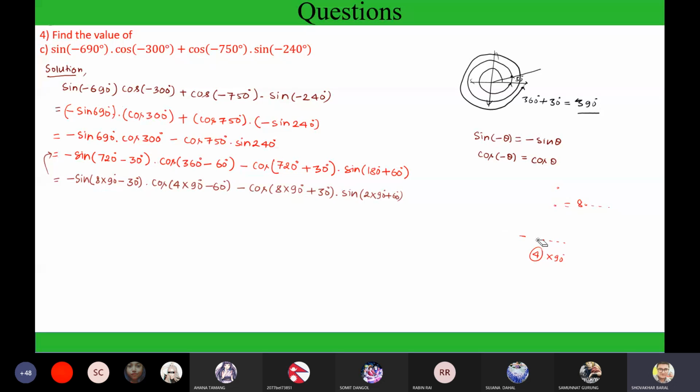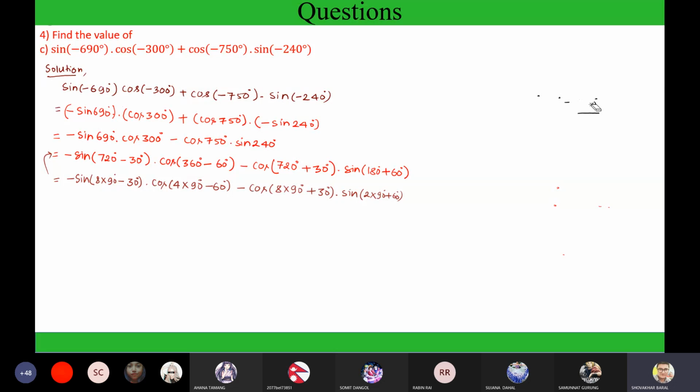Okay, now let's use the formula. Let's count the quadrants, in which quadrant the angle lies, so that it can determine whether it is positive or negative. Okay, so let's count the quadrant. In which quadrant does the first angle lie? Please tell me. 8 into 90 minus 30. In which quadrant does it lie? Please tell me. Minus is already there.